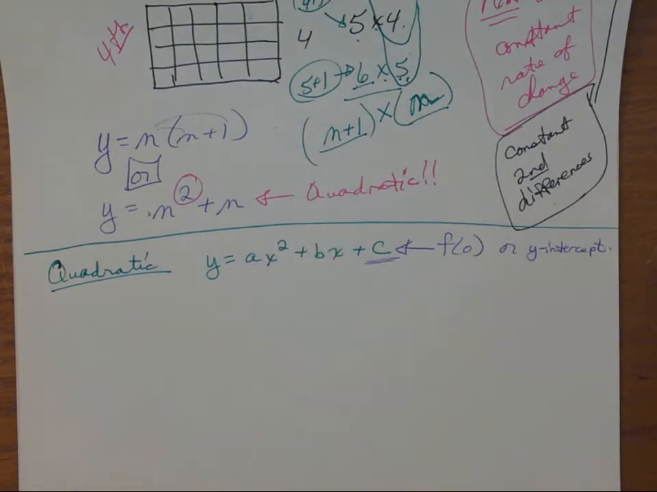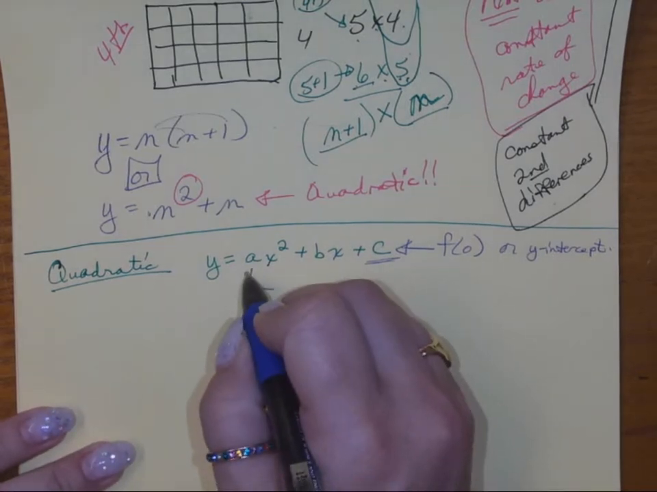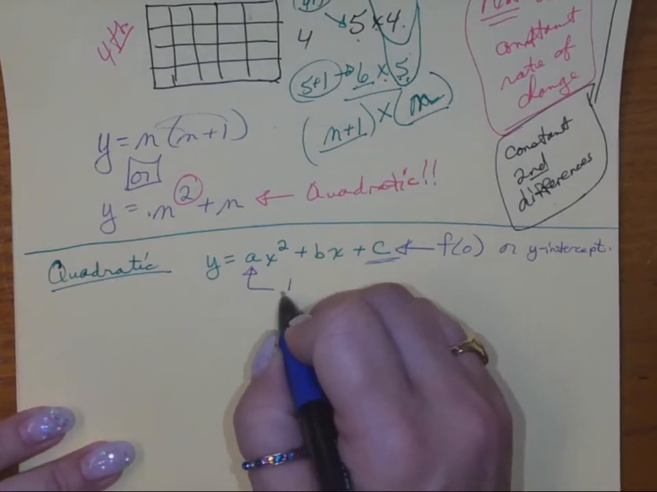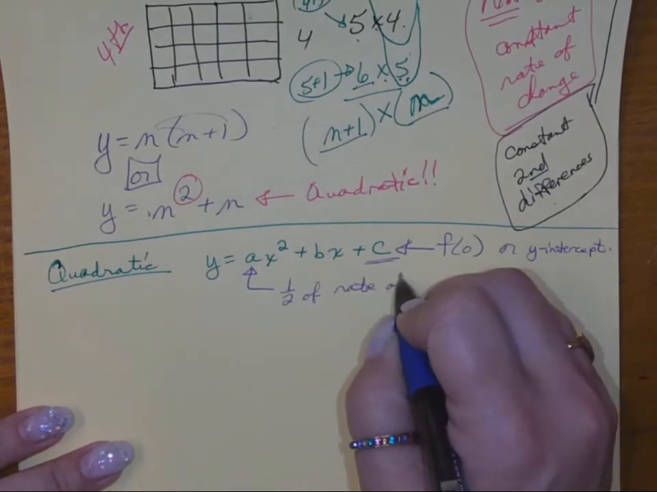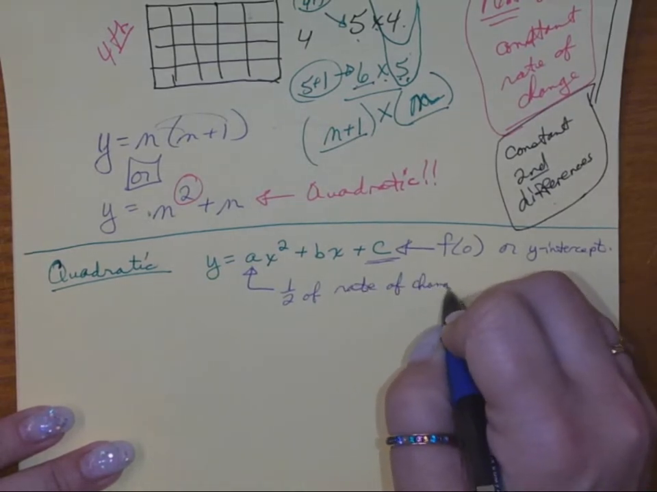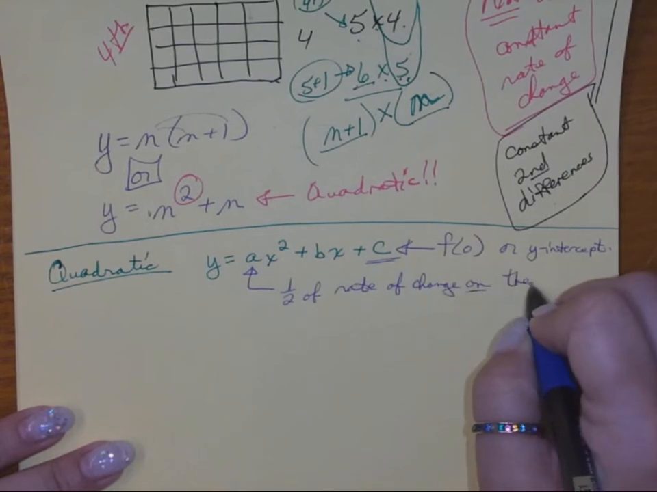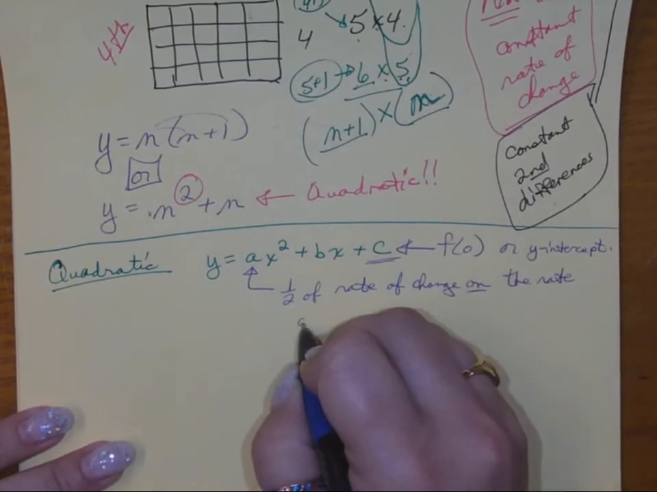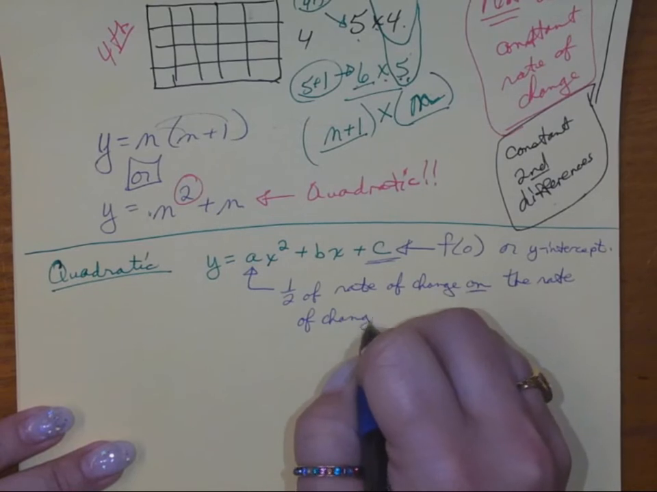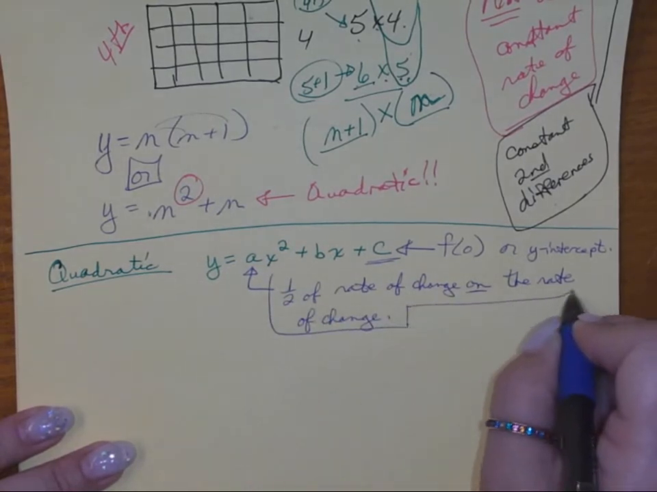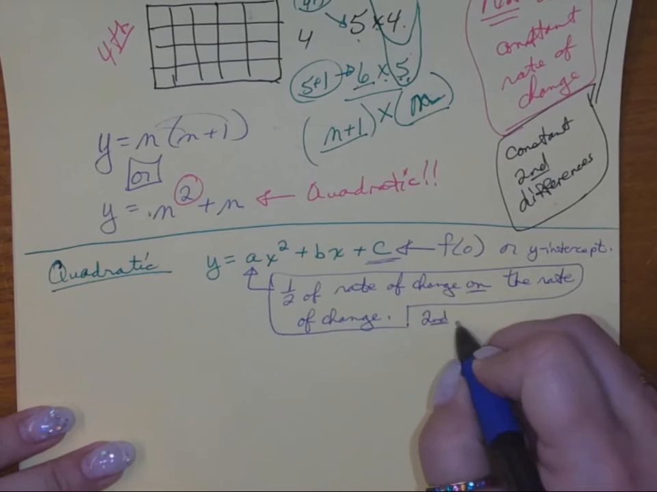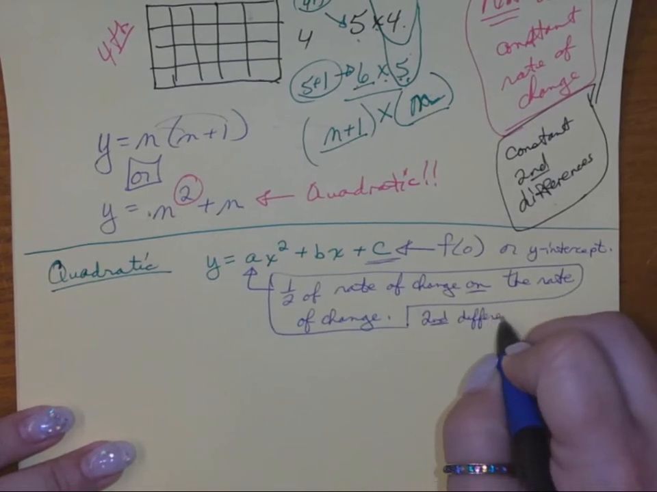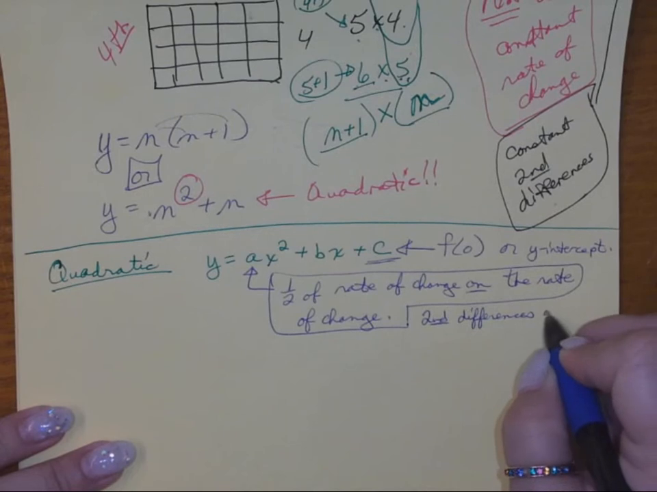And then the other interesting thing that happens is we'll see our a value coming out, and it'll be 1/2 of the rate of change on the rate of change. Okay, 1/2 of the rate of change on the rate of change. And what that means is my second differences are constant.